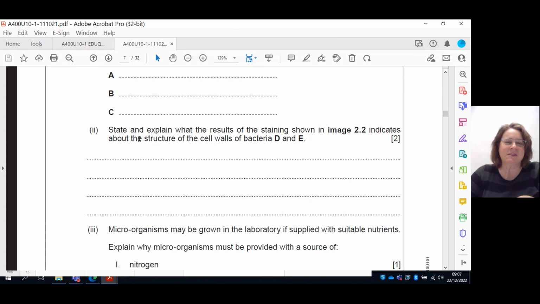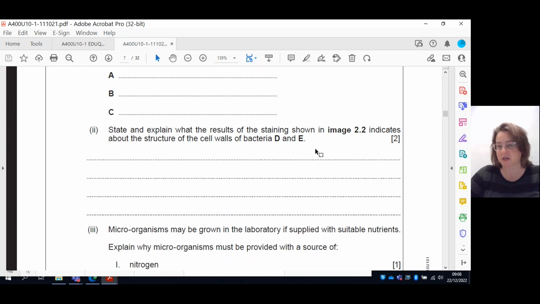Then the following one, state and explain what the results. Here we go. Again, you can see this here, state and explain 2 marks. State part. What are the results of the staining showing? And image 2.2 indicates about the structure. Okay, so if it tells you about D and E, what does it state about D and E? Basically, is D gram positive or is E gram positive? Which one's gram positive, which was gram negative?